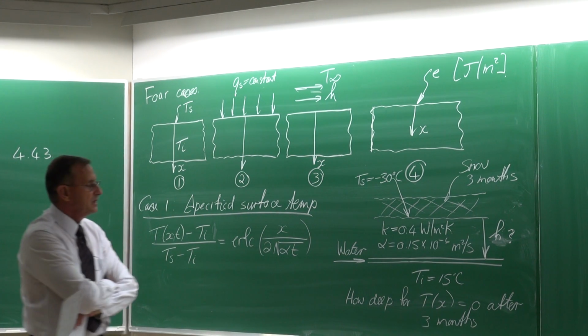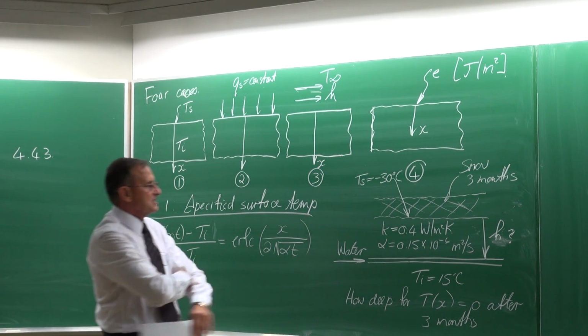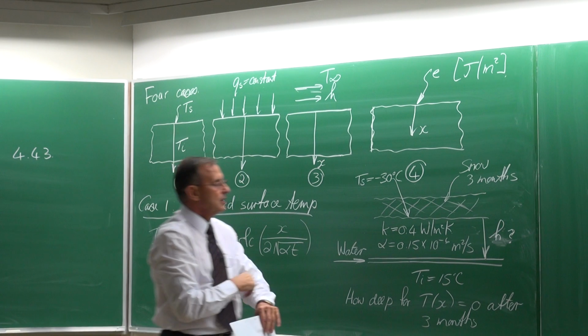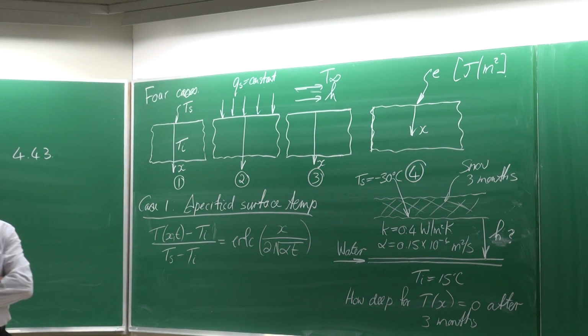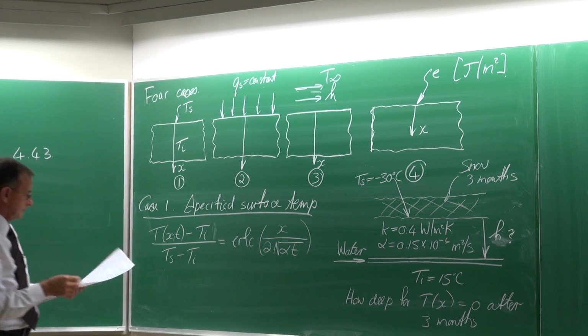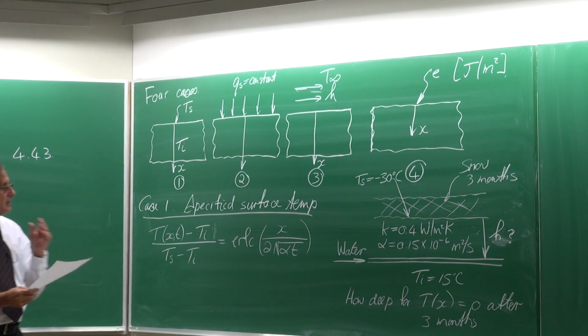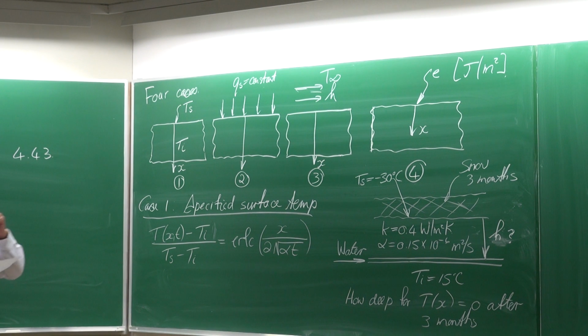Okay, so how deep must this be for this temperature to be 0 degrees C after 3 months? So this is the equation. In terms of all 4 different cases, which is possible, this is the easiest case.